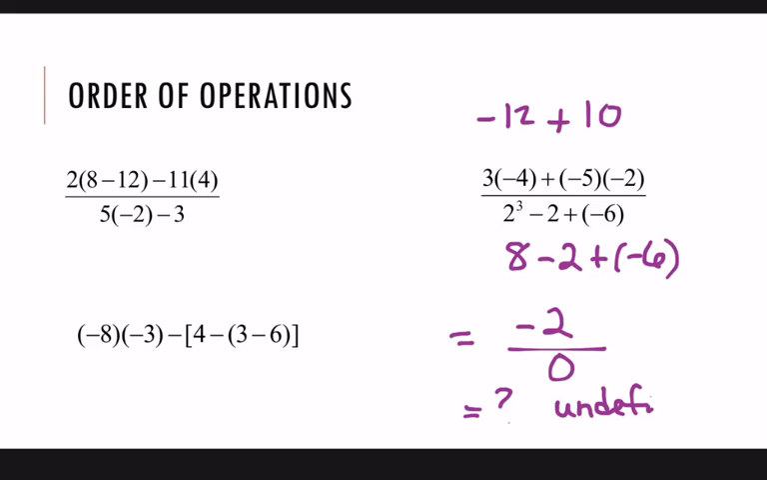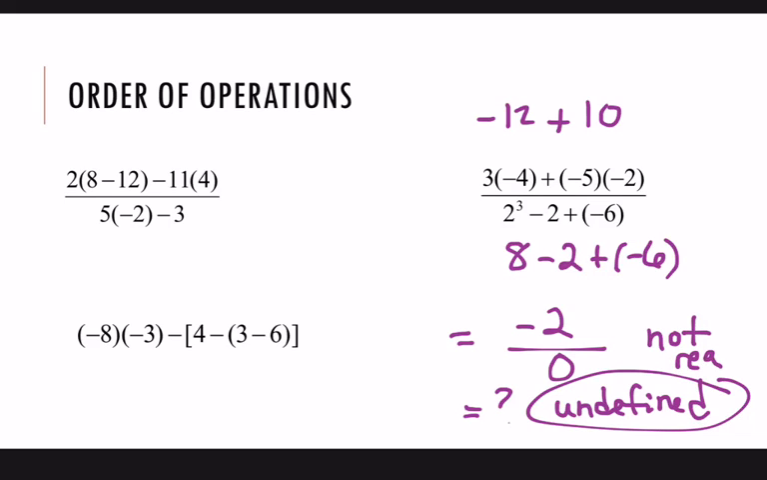Your calculator will give you an error. There are two reasons for this, and perhaps we'll talk about this later, but the issue with dividing by 0 is that sometimes there are no real answers, and then sometimes there are infinitely many real answers. In this case, there are no real answers. So this is undefined. This is not a real number. Undefined, not real.